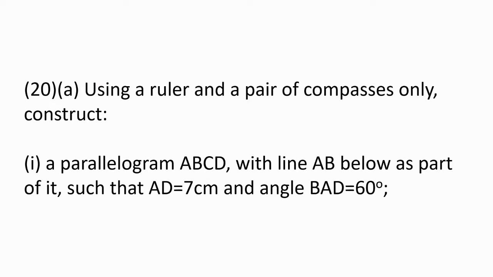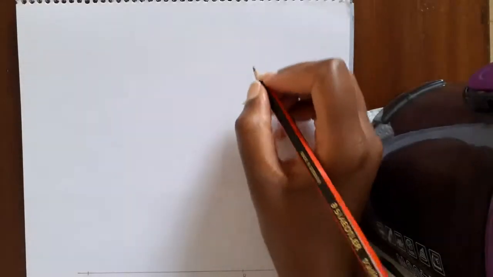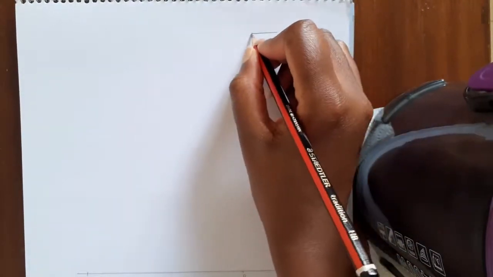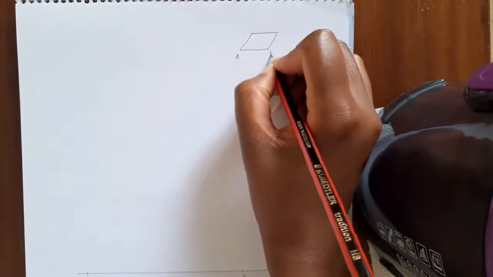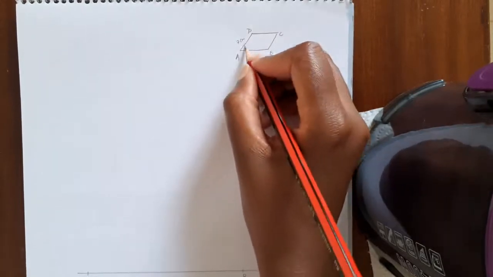Question 20a. Using a ruler and a pair of compasses only, construct part 1, a parallelogram ABCD with line AB below as part of it, such that AD is equal to 7 centimeters and angle BAD is equal to 60 degrees. This is the line AB, and we are supposed to construct a parallelogram ABCD. AD is 7 centimeters and BAD is 60 degrees.